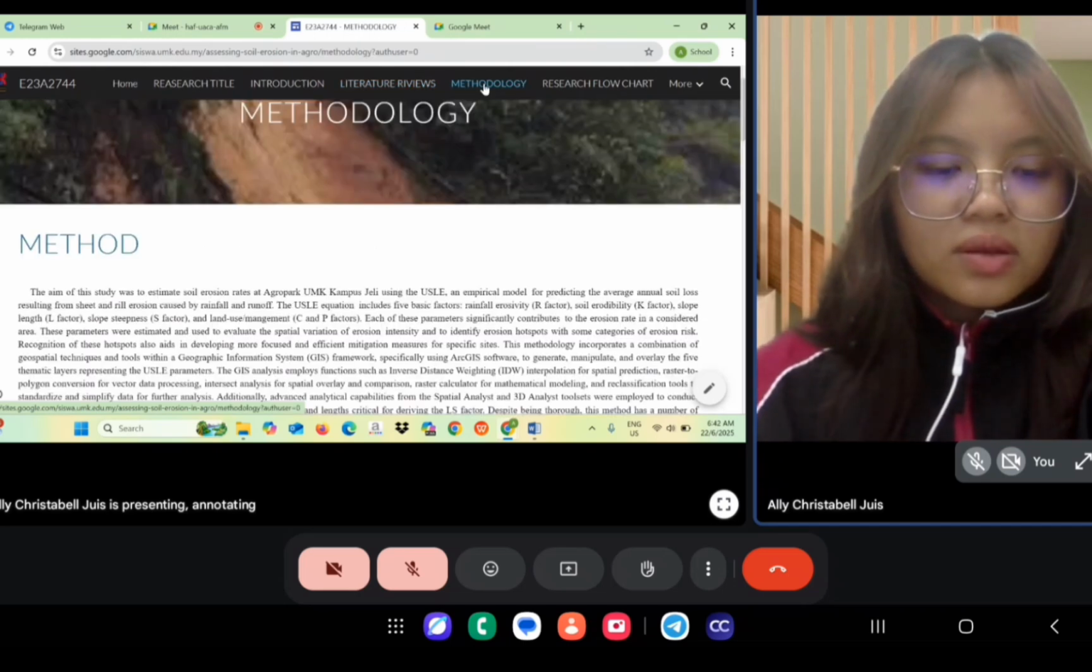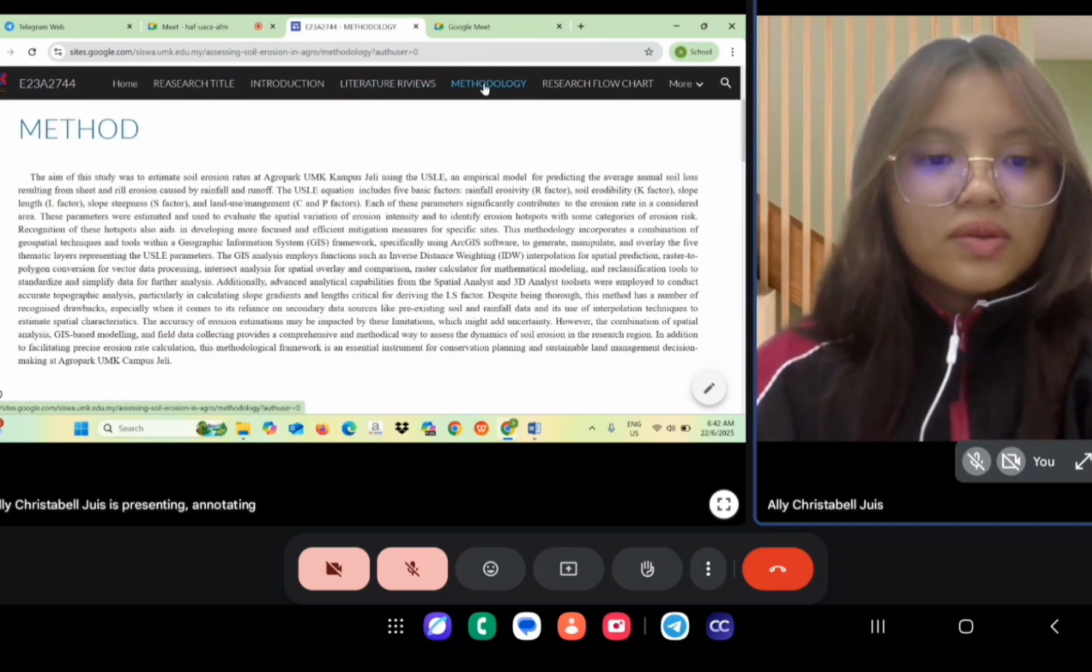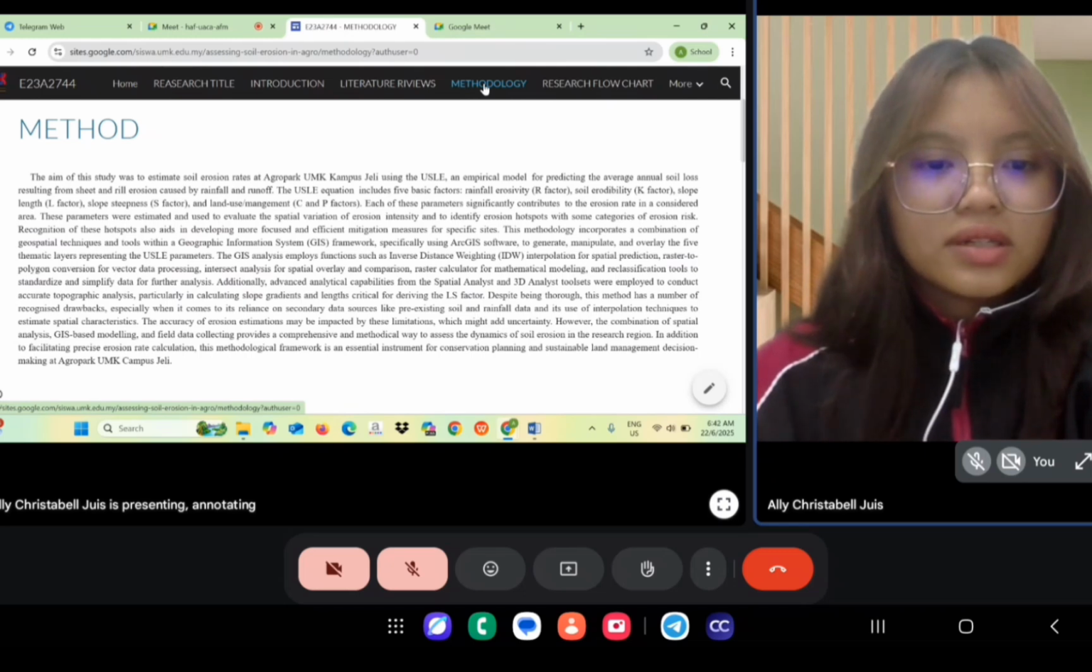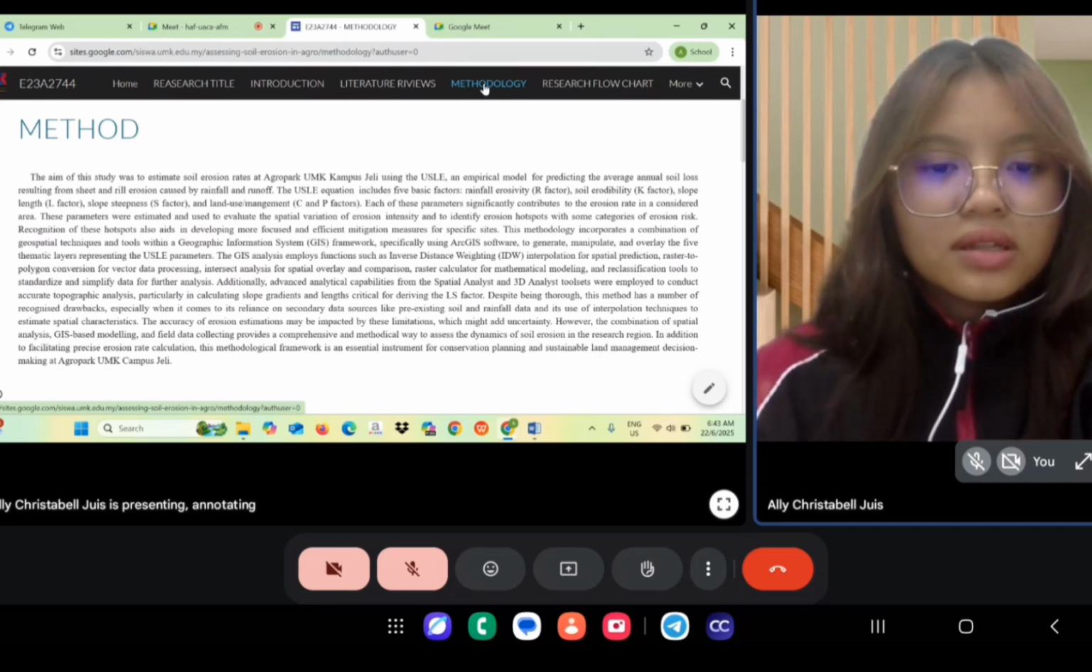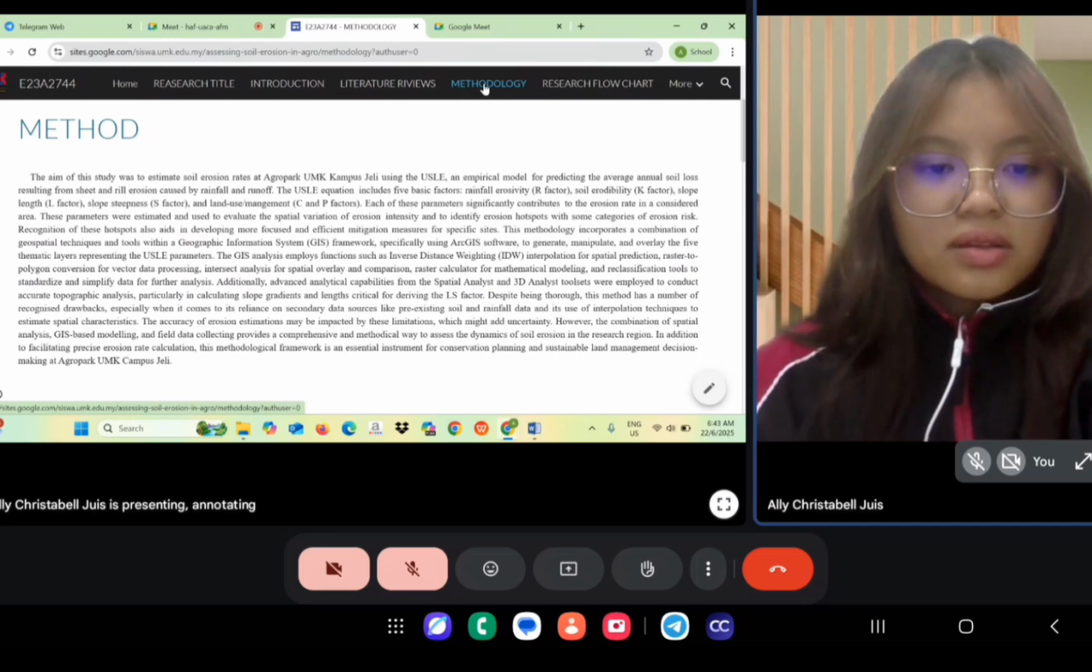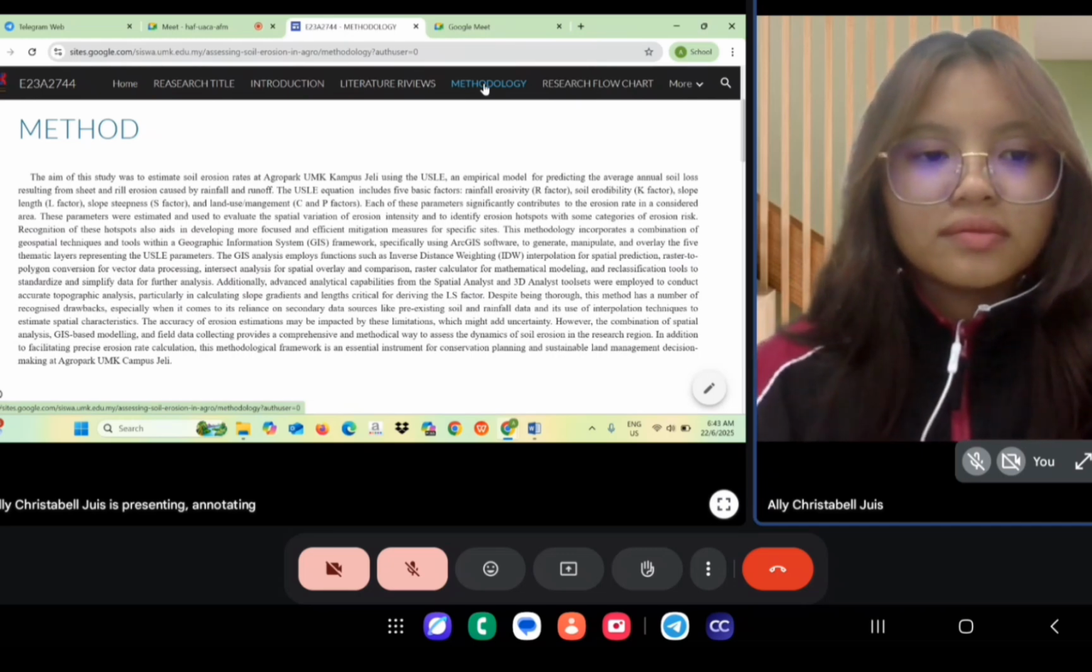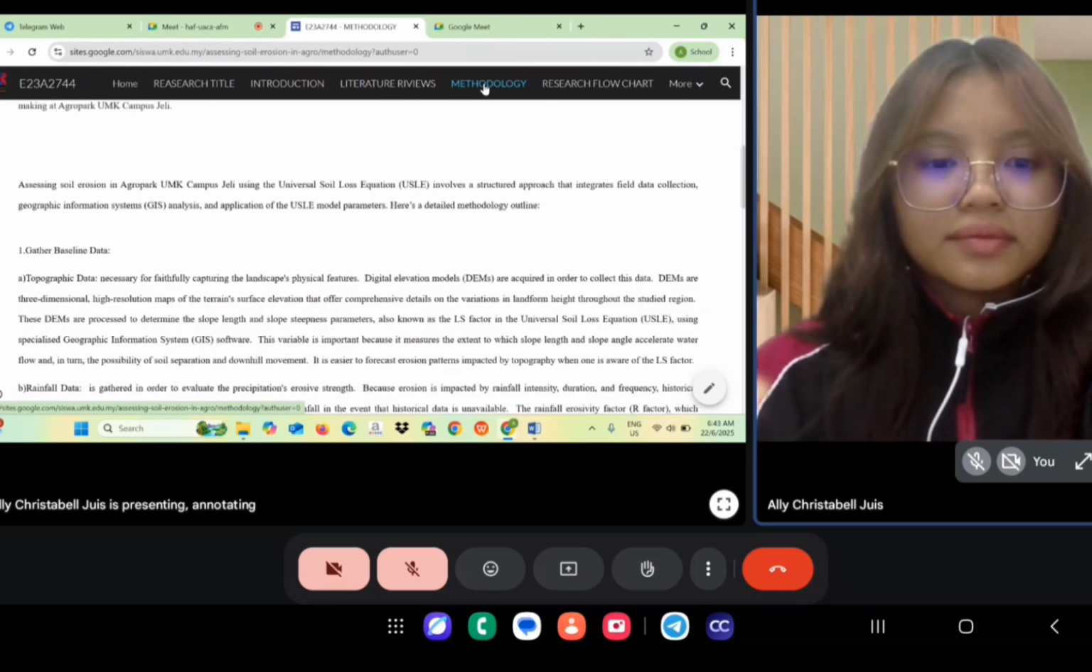Next, I will present my methodology. Method overview. This study estimates soil erosion at Agropark UMK using the Universal Soil Loss Equation integrated with GIS tools. The method combines rainfall, soil, slope, vegetation, and management data to map erosion risk and propose control strategies. Here is a detailed methodology outline.